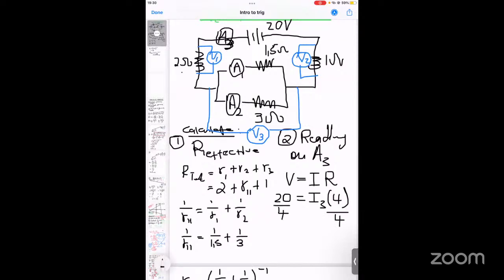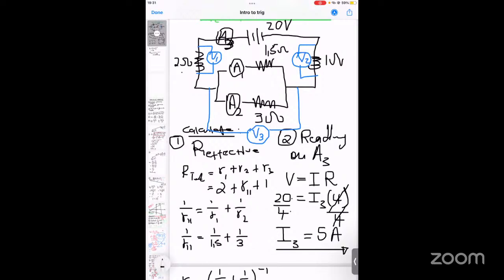Why both sides by 4? So that the 4 cancels with that. Then you have your I on A3, which equals 20 divided by 4. It gives you 5 amperes. So I hope it makes sense to everyone regarding how we calculate for I.